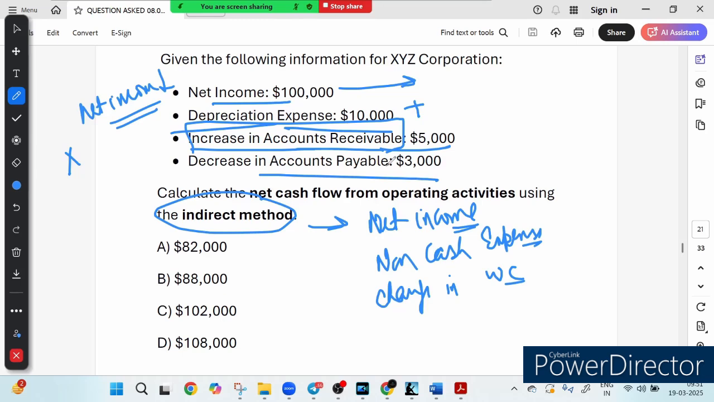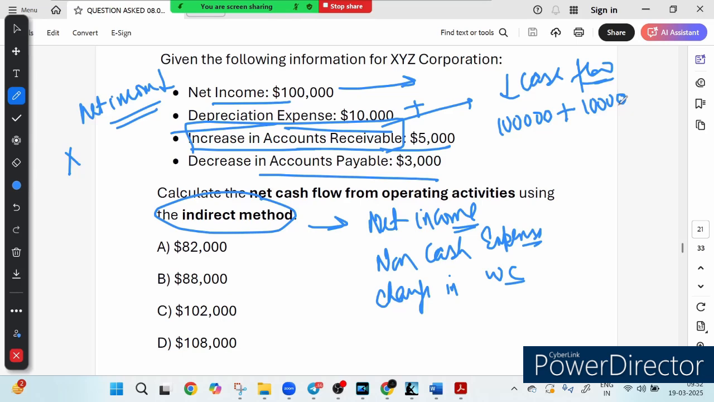So it reduces the cash flow. Why? Because the company has made the sale but has not collected the cash, right? So till now what we have is this 1 lakh. From that we added this 10,000. Why have we added the 10,000? Because depreciation expense is a kind of non-cash expense, right? So it reduces our net income for accounting purpose but does not involve an actual cash outflow. That is why we add it back to the cash flow.